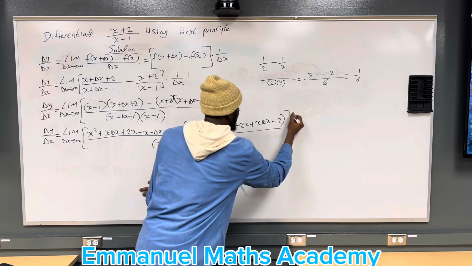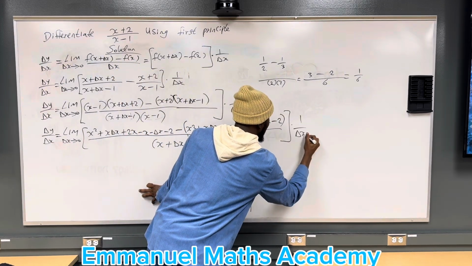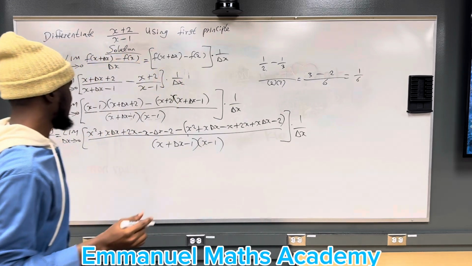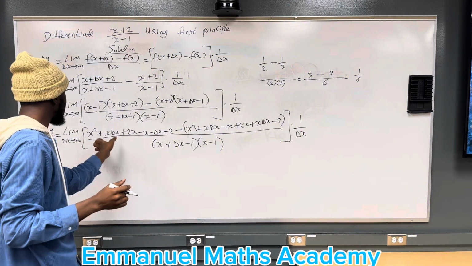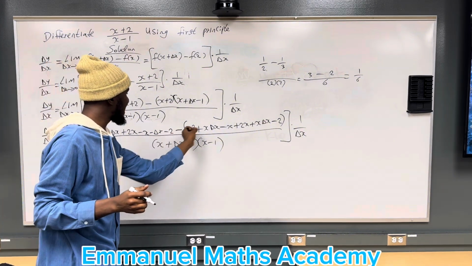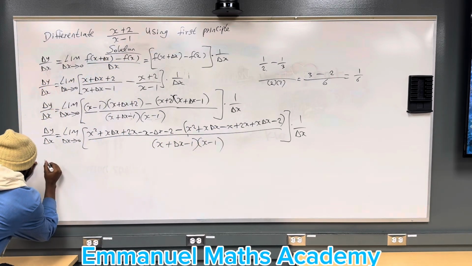Remember, you have something outside, which is what? 1 over delta x. Is that clear? This is what you have outside. Now, let me rewrite this and open up this bracket. Then I'll collect like terms. If you do that, you have what?